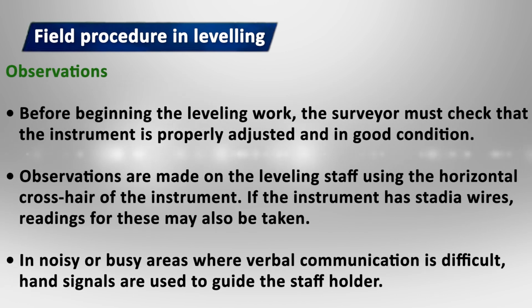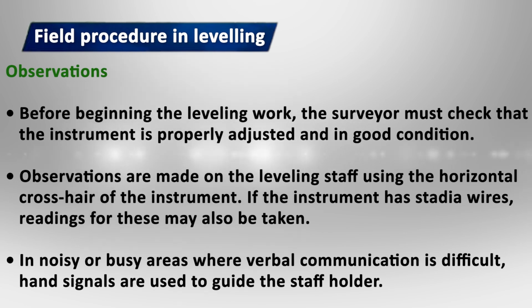Next step is observation, or how to take the observation. Before beginning the leveling work, the surveyor must check that the instrument is properly adjusted and in good condition. Observations are made on the leveling staff using the horizontal crosshair of the instrument. If the instrument has stadia wires, readings for these may also be taken. The average of the stadia hair readings should match the readings from the crosshair as a verification check.